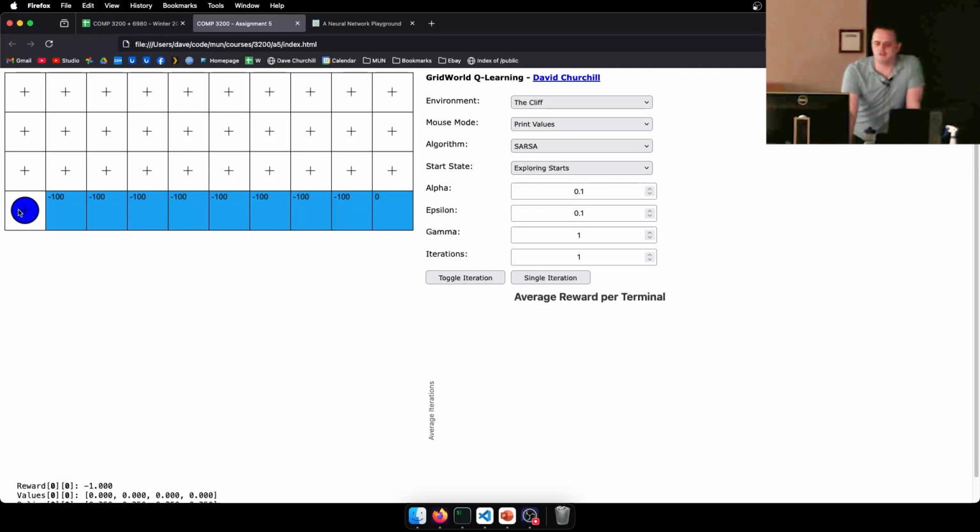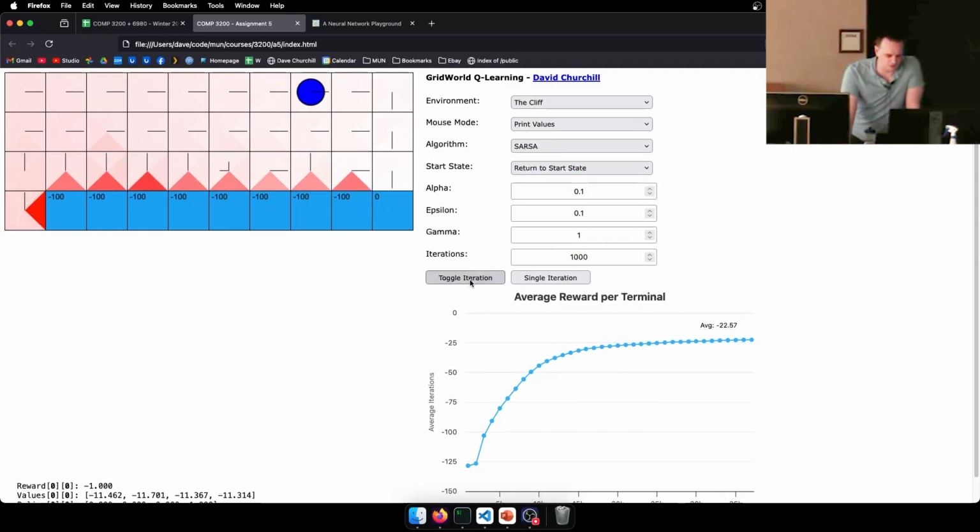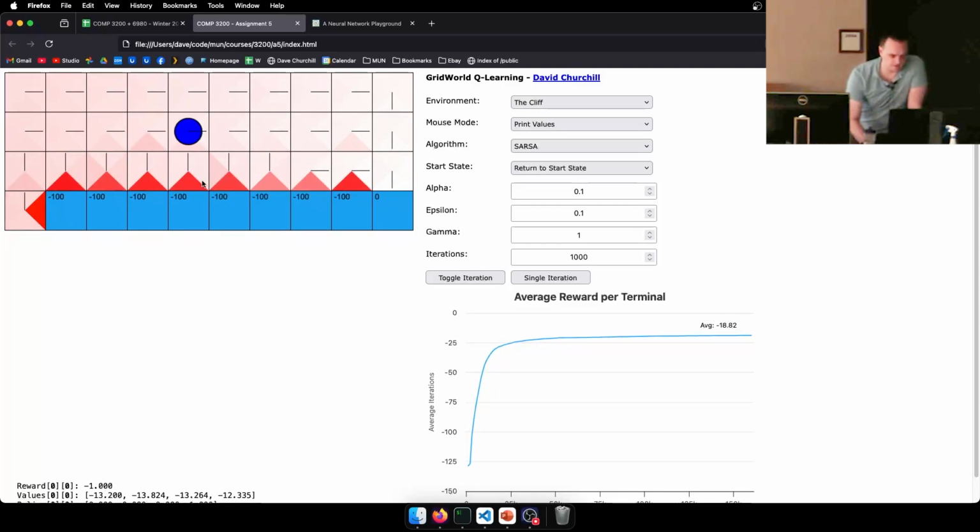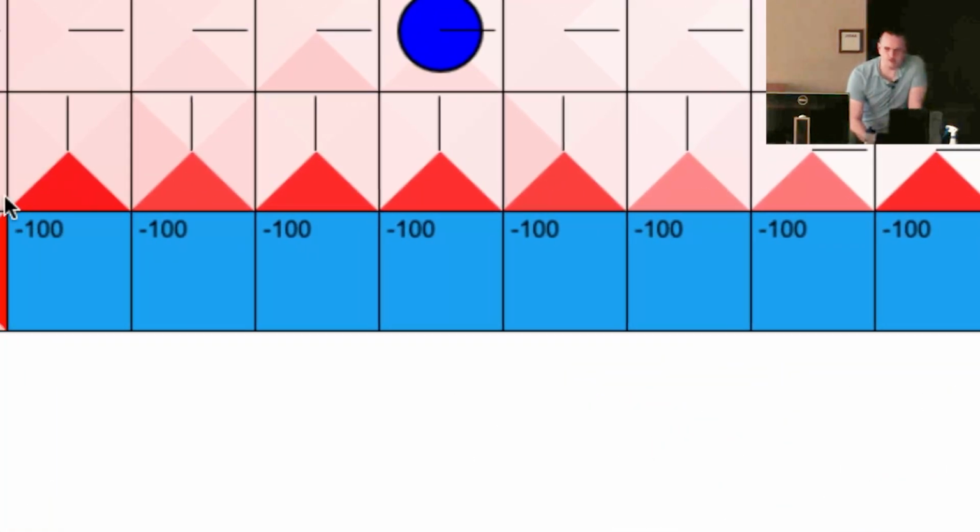For every environment, I have now included a predefined starting state. If exploring starts is selected, it means that you choose a random location on the map to restart at. If it is return to start state, then you just set the state to the start state. I also changed the graph, but I'll show you that in a second. So let me really quickly show you SARSA return to start state on the cliff. If we learn here and pause it, we can see that the theory matches the practice.